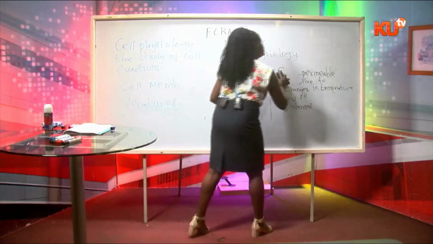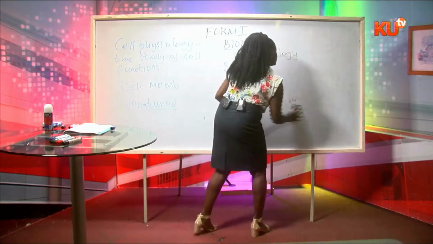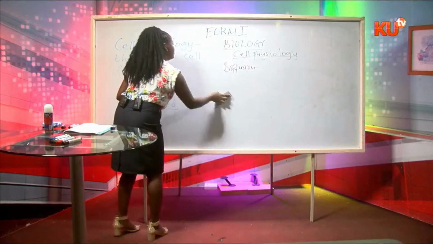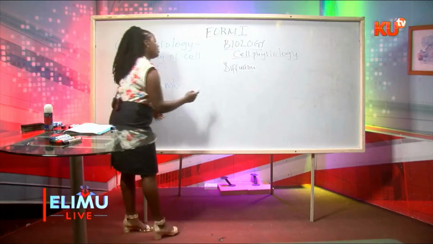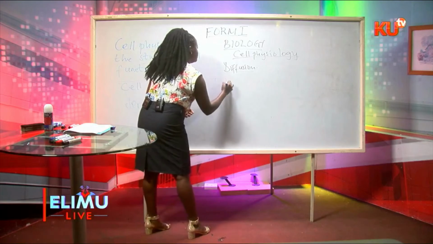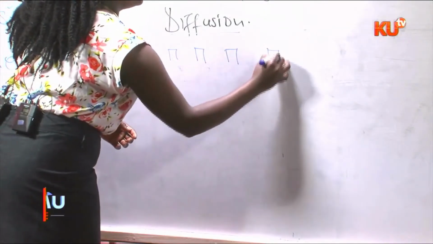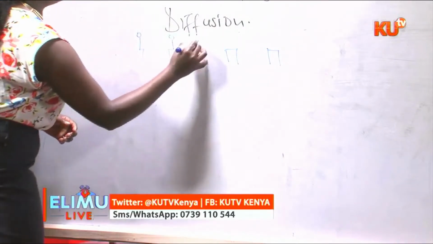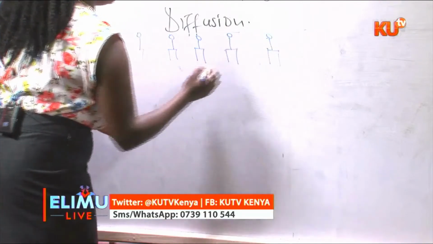Okay, we're going to draw a structure of the cell membrane so that we can have a visualization of what we are talking about. A cell membrane is made up of a phospholipid layer.